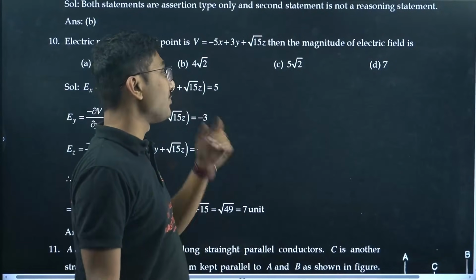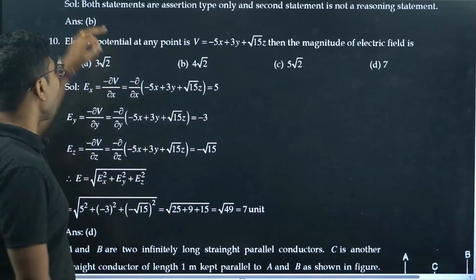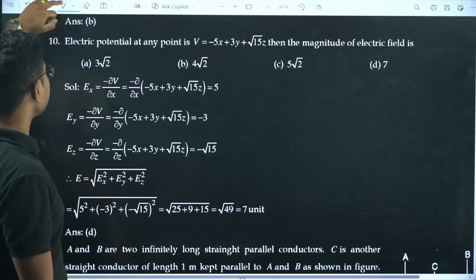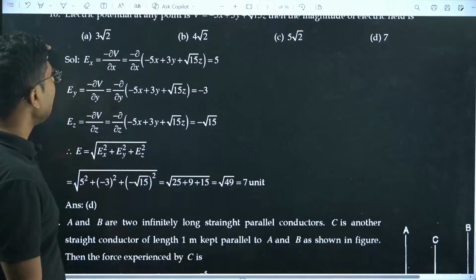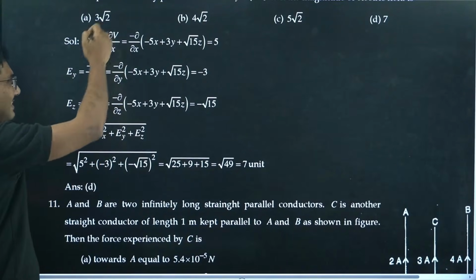Now question number 10: the electric potential at any point is V = -(5x + 3y + 15√15 z), then the magnitude of the electric field is. Slightly tricky, longer question. This kind of question might also come in your KCET, so make sure you know how to do it. Don't worry about these symbols.